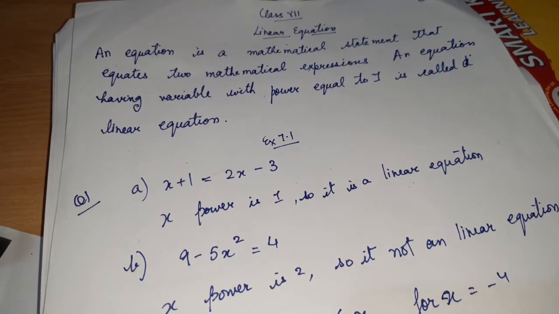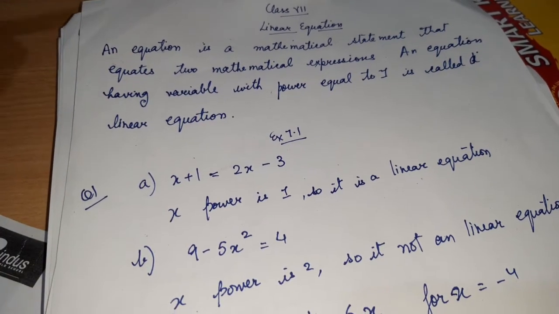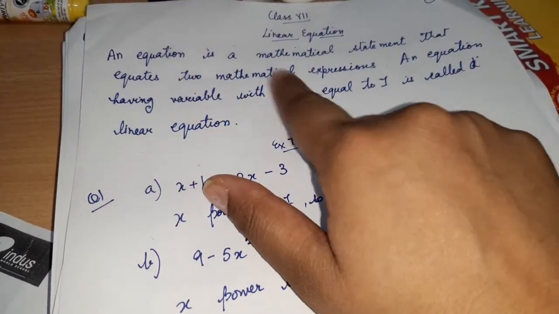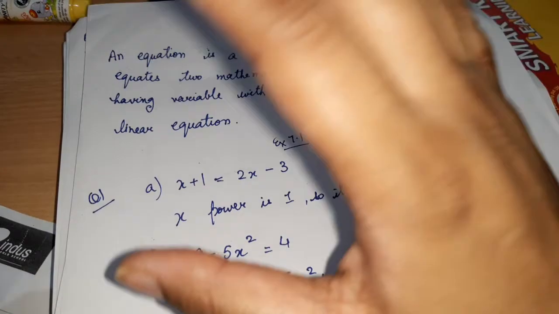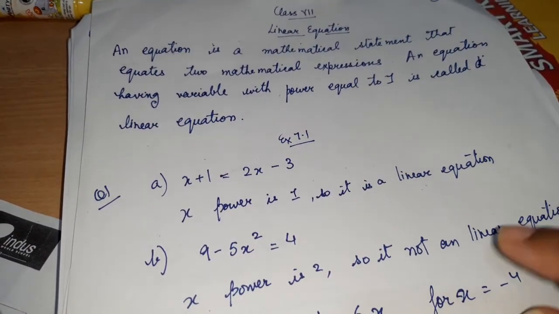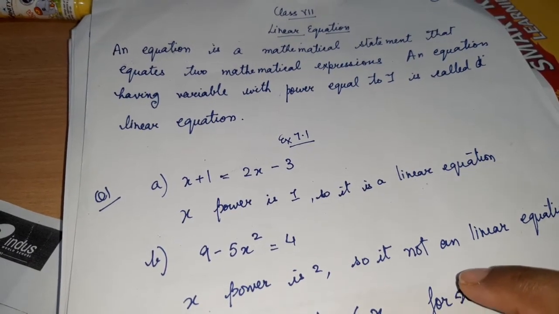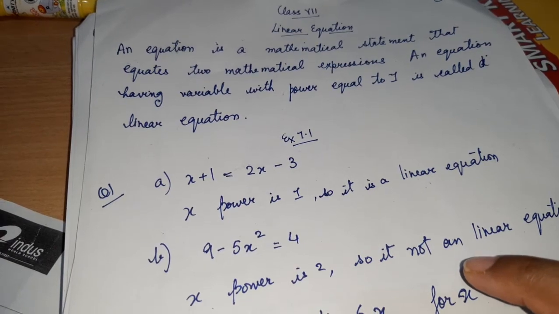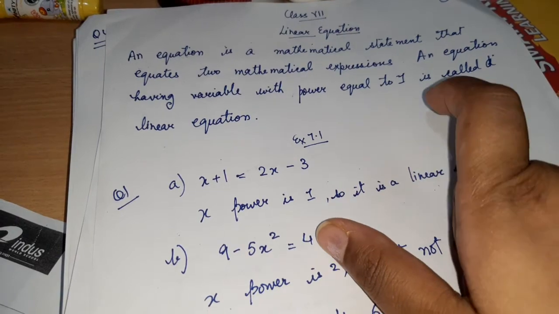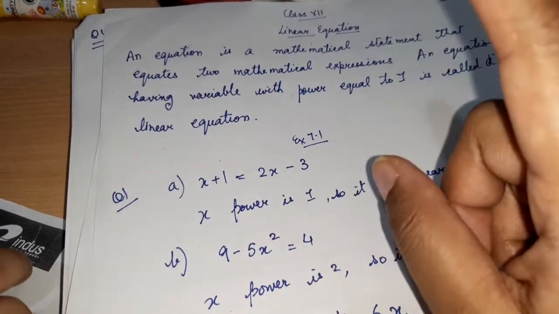Today we are going to start with linear equations. As you all might remember, an equation is a mathematical statement that equates two mathematical expressions. That means it has two sides, one is LHS, one is RHS, and it has an equal to sign in between. So we generally have an algebraic expression on either side. An equation having a variable with power equal to 1 is called a linear equation. एक ऐसा equation जिसके variable की power 1 हो.